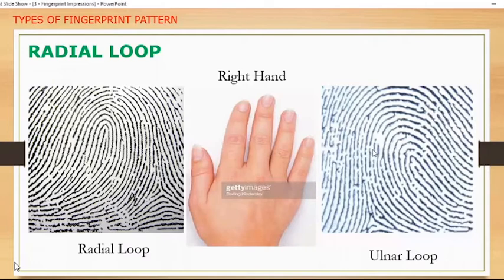Diba? Ito naman yun. So, right hand, ito radial loop, papunta sa thumb finger. Ito naman, ulnar loop, papunta sa little finger. Ayan ang pagkakaiba, ha? So, tingnan. Bago tayo pumunta doon sa sunod na types of pattern, ulitin ko, papunta sa thumb, radial, papunta sa little finger, ulnar. Ayan lang ang pagkakaiba.